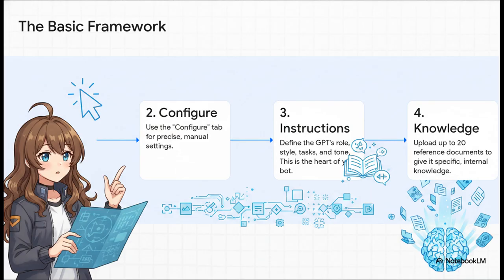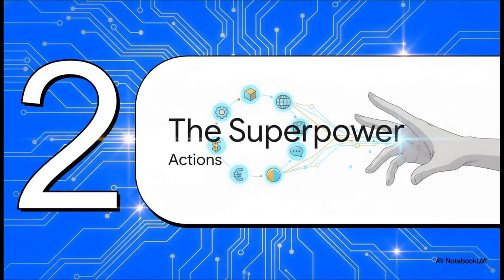The instructions part, that's the heart and soul of your bot. It's where you tell it who to be, what its job is, and what tone to use. Then you've got knowledge. Here, you can upload up to 20 documents. Think of it like giving your GPT its own private library, your company's internal data, style guides, whatever you need it to know.